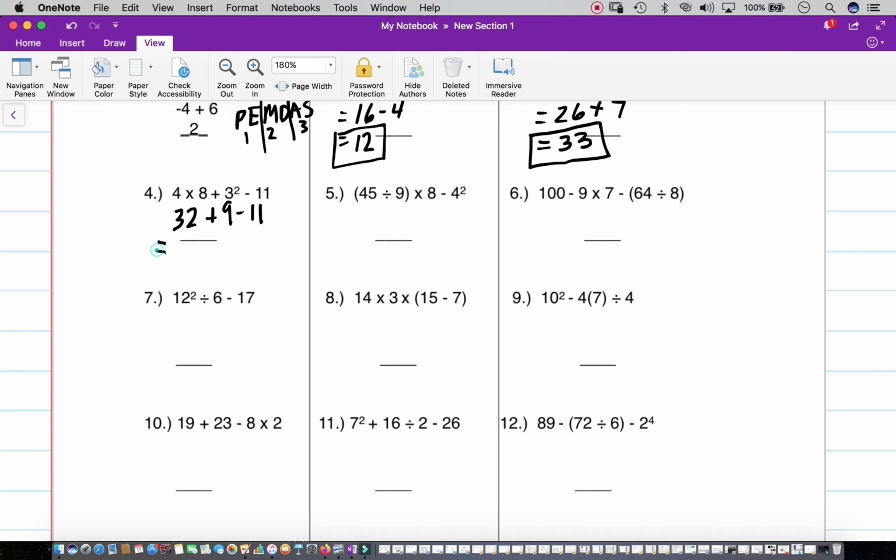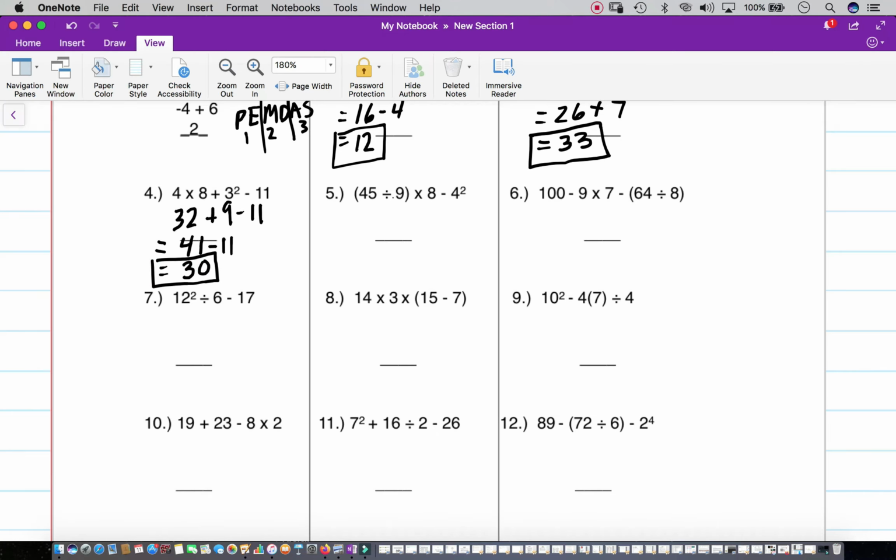Okay. Now what we have left is addition and subtraction. So we can finish this problem, solve it from left to right. So 32 plus 9 gives me, good, 41. Minus 11. That gives me 30. Good job.